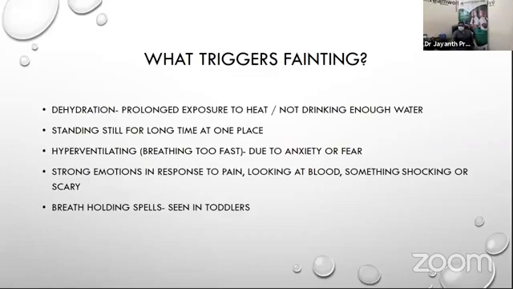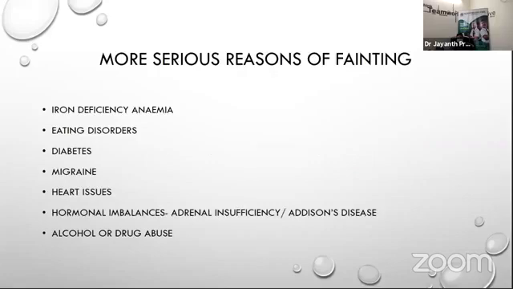Then there is hyperventilating, that is breathing too fast due to anxiety or fear. This leads to changes in the blood supply to the brain, which will also lead to fainting. Then some people have very strong emotions when they have pain or look at some blood spilling. Then something which they might find shocking or surprising or scary, they faint. And in toddlers, we see breath-holding spells, which will also sometimes lead to fainting. But these are all not serious.